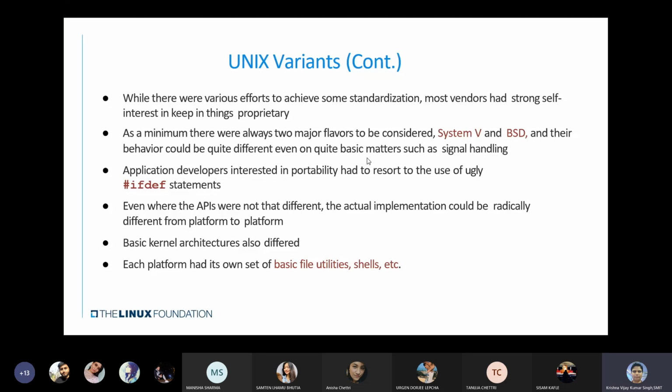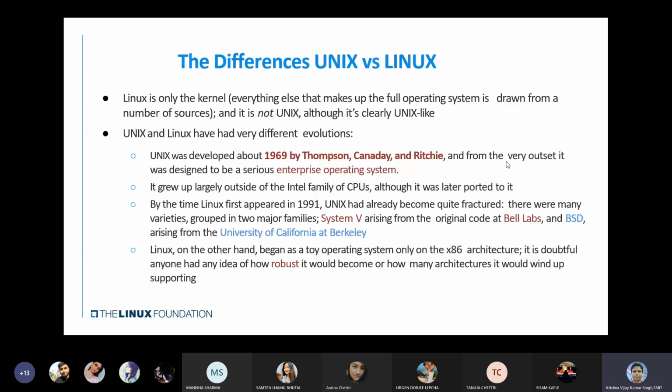Now coming to different variants, as we have already discussed, while there were various efforts to achieve some standardization, most vendors had strong self-interest in keeping things proprietary. If the vendors have made the effort for development, definitely they will try to make it a proprietary version, and they just wanted to encash it. But there were always two major flavors, already stated in the second slide also: System V, from Bell Laboratories, and BSD, from another laboratory, the University of California, Berkeley.